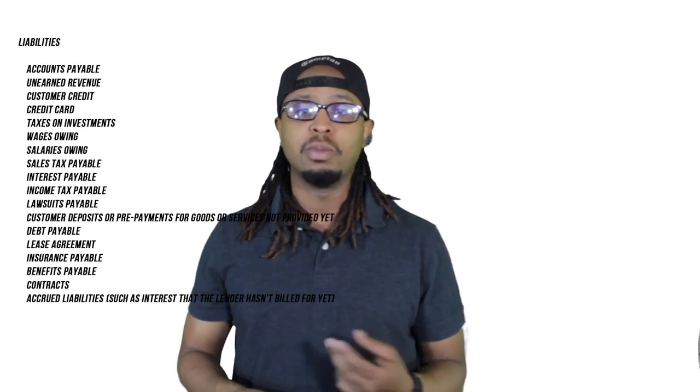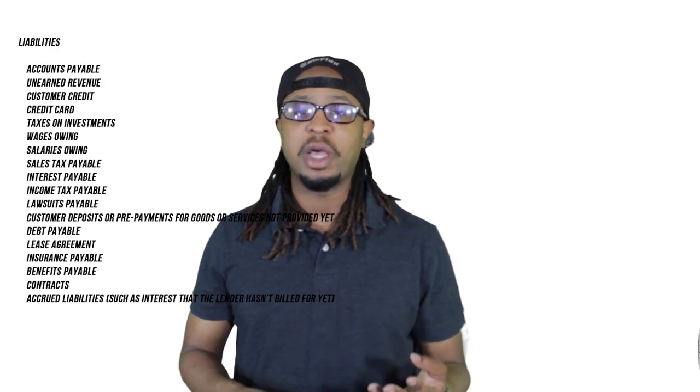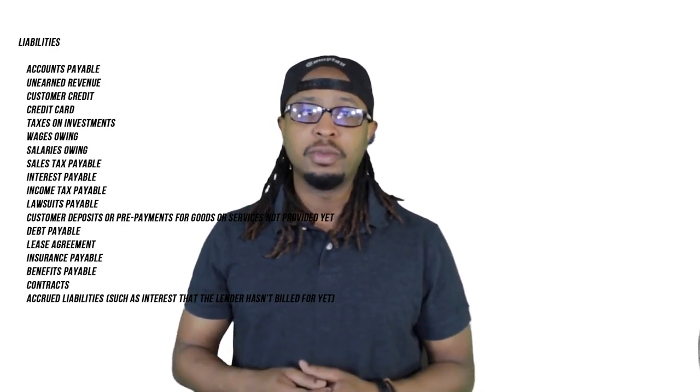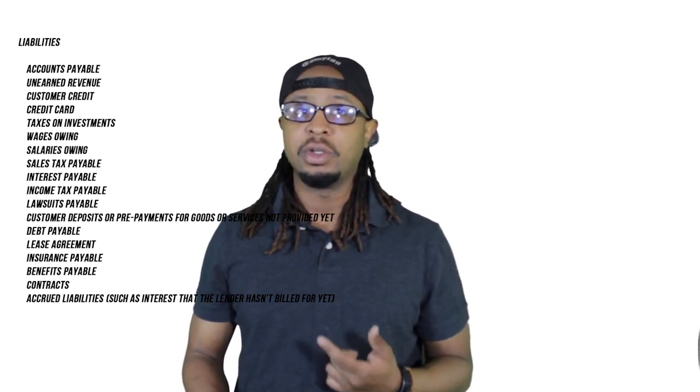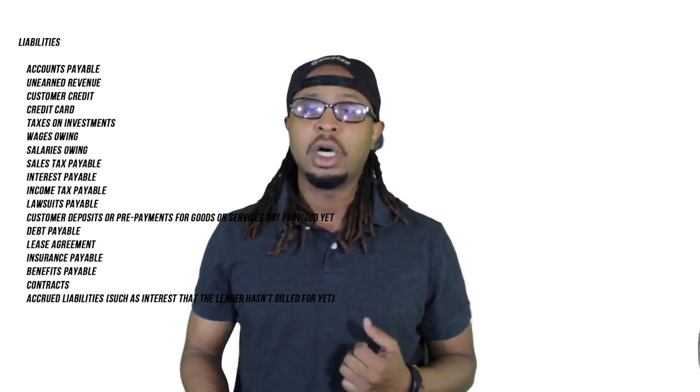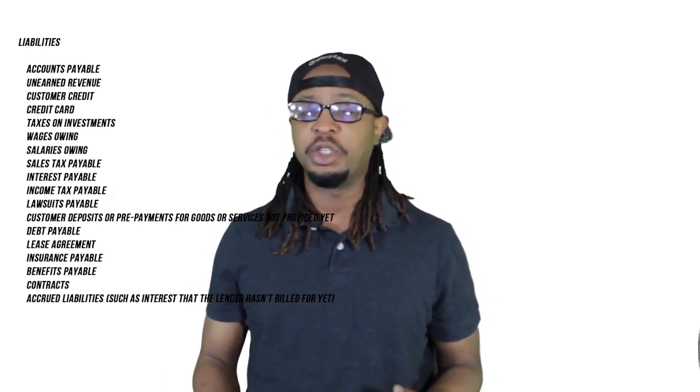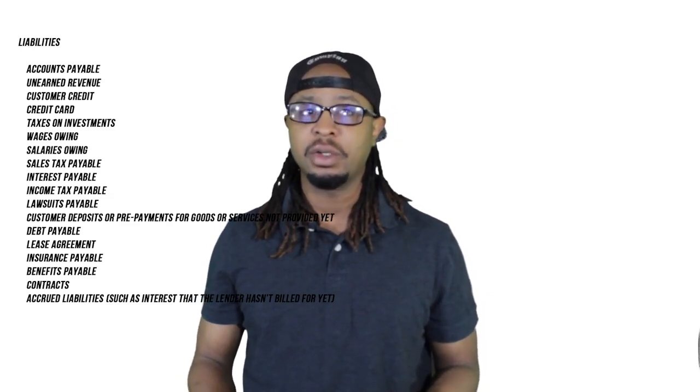So here's a list of liabilities that you may be able to expect when you're running a business. So there's accounts payable, which is money owed to suppliers, and that includes payroll and rent. Unearned revenue, customer credit, credit cards, taxes on investments, wages owed, salaries that are owed, sales tax that is owed, interest payable, income tax payable, lawsuits payable, customer deposits or prepayments for goods and services, debts, lease agreements, insurance payable, benefits payable, contracts, accrued liabilities such as things that you've been lent.